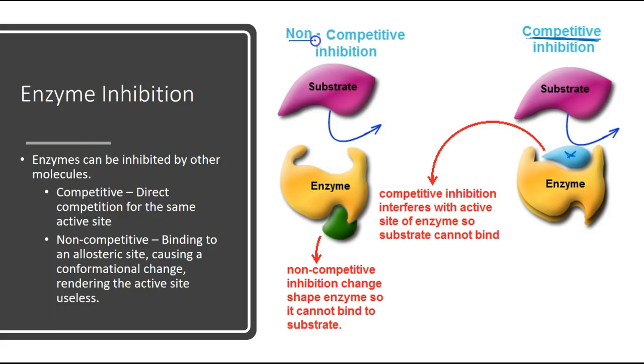On the other side, non-competitive inhibitors are inhibitors that are not directly competing for the active site. You'll notice that this inhibitor is located in a secondary site. We call that the allosteric site, and you can see it over here. The allosteric site is almost like a secondary active site. It is a spot on the enzyme that is going to be utilized by inhibitors.